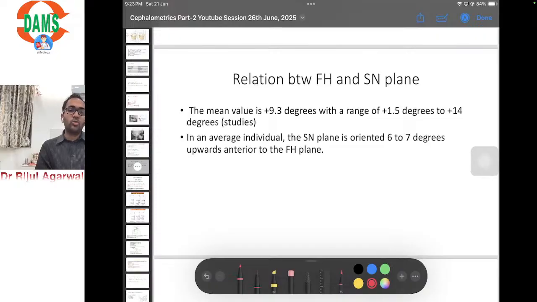The mean value becomes 9.3 degrees with a range of 1.5 to 14 degrees according to the studies, but the average value is between 6 to 7 degrees. So if in exam they ask you about the range, it is between 6 to 7 degrees, and if they ask you the mean value, it is 9.3 degrees.